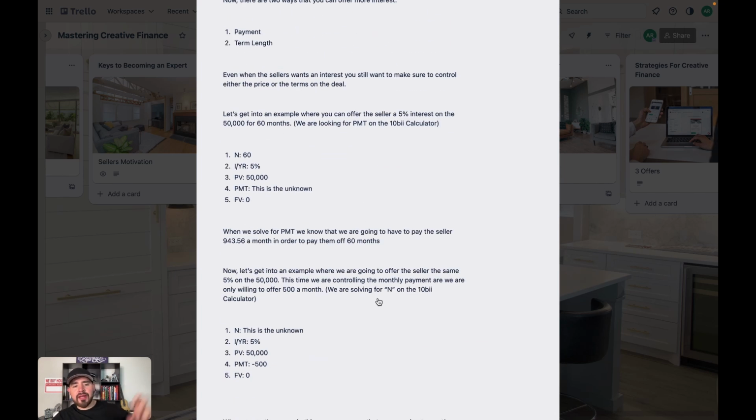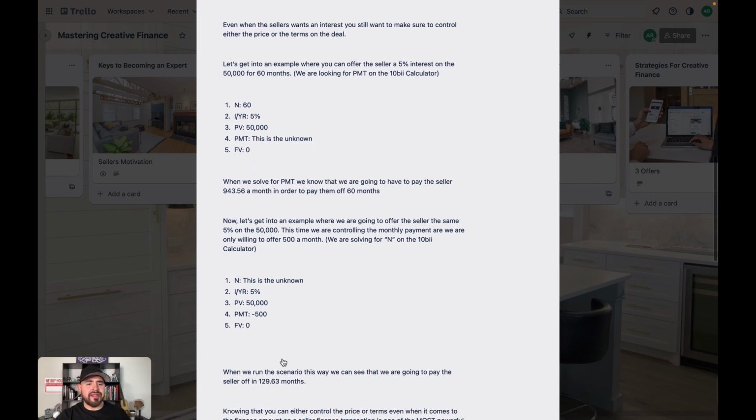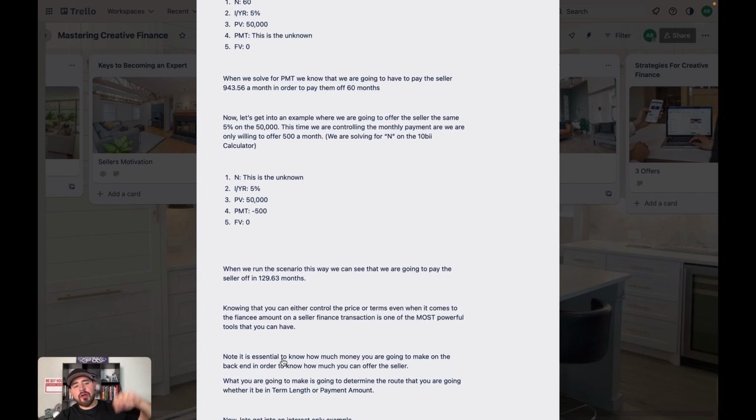That's one way of doing it. Now, let's do it in a different scenario where we have all the same factors except we don't have the months. Remember, we can control term length, which is the number of months, or we can control payment. The one on top is them controlling the term length. The one on the bottom is us controlling the payment. If we control the payment of $500 a month at a present value of $50,000 at a 5% interest rate, then we have to pay them for the next 129.63 months. For the next 129 months, we're going to pay them $500 a month.